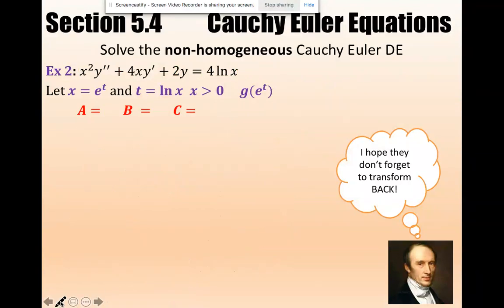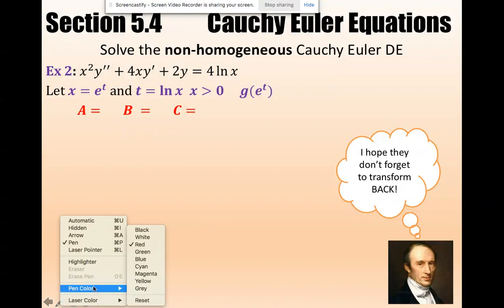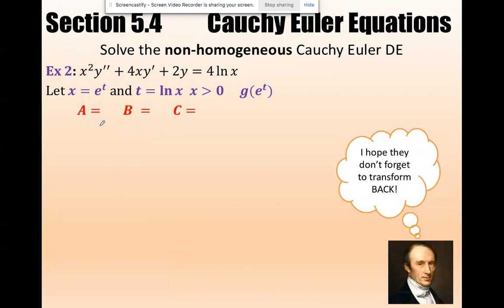If you want to pause the video and see if you can do this yourself, right? We're going to do our transformation where little a is 1. I'm sorry, capital A is the same as little a, which is 1. Capital B is little b minus a. Capital C is the same as little c.